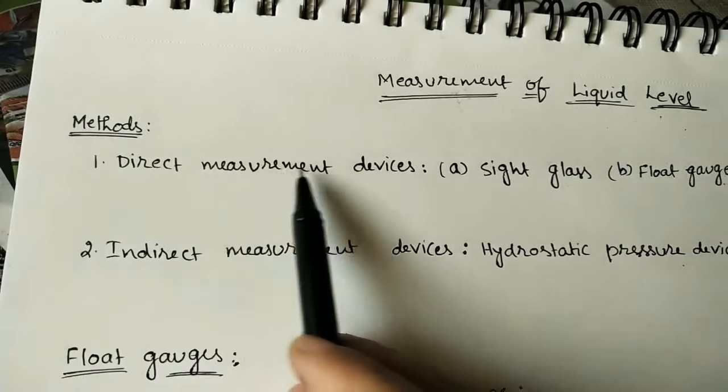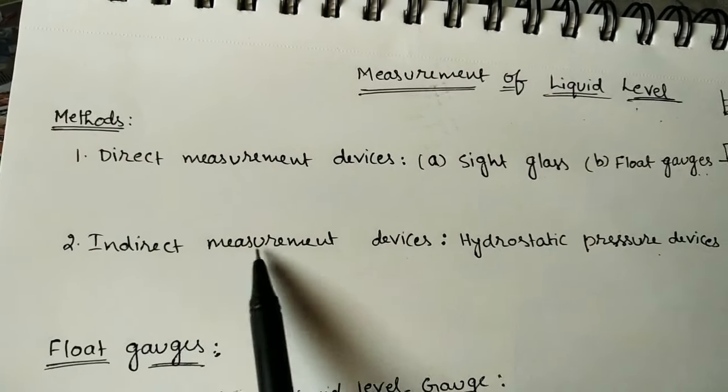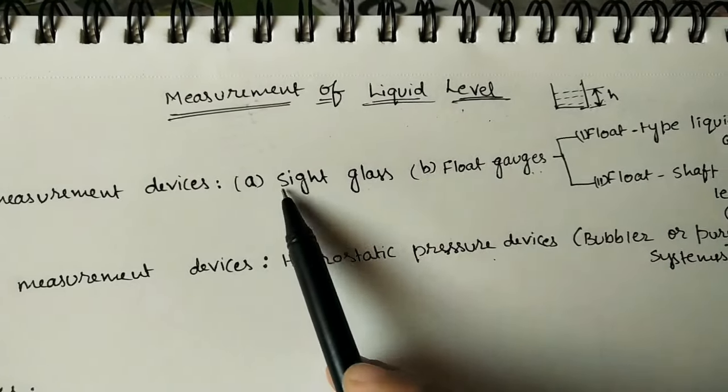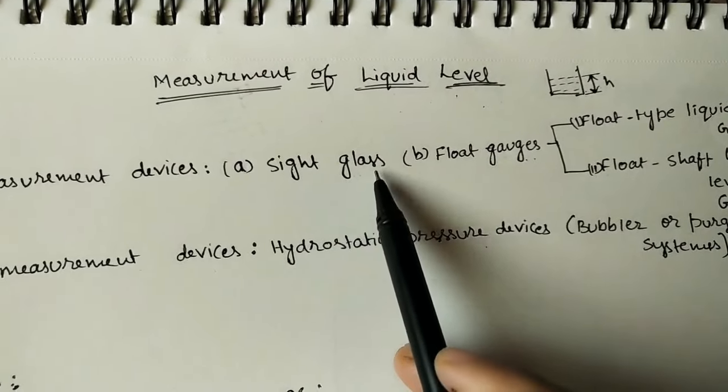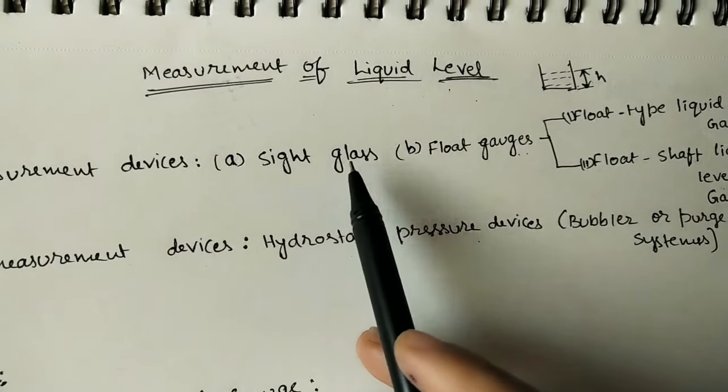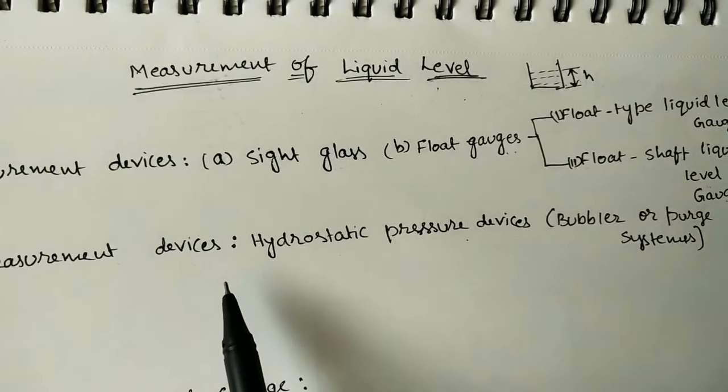Here we are using direct measurement devices, and second one is indirect measurement devices. In direct measurement devices we are using two methods again, sight glass and float gauges. So already I did the video of this sight glass.